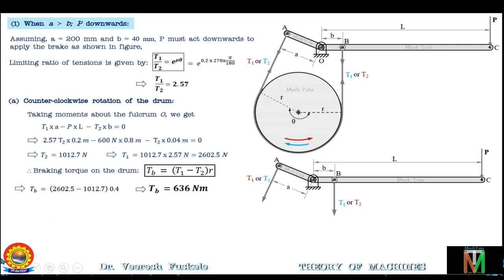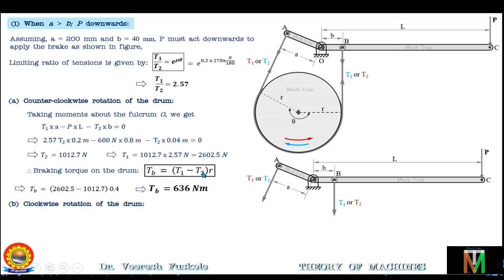Now considering the clockwise rotation of the drum. It can be identified by the blue color in this diagram. So if the drum is rotating in the clockwise direction, this side will be the tight side having tension T1 and this side will be the slack side having tension T2.